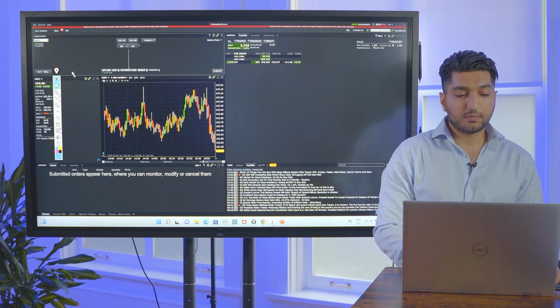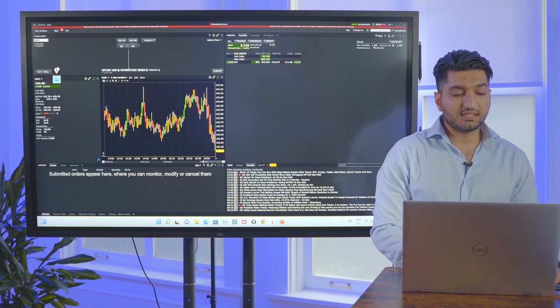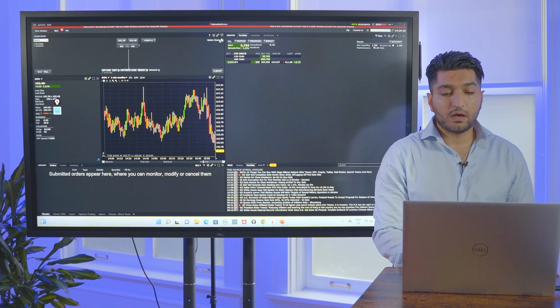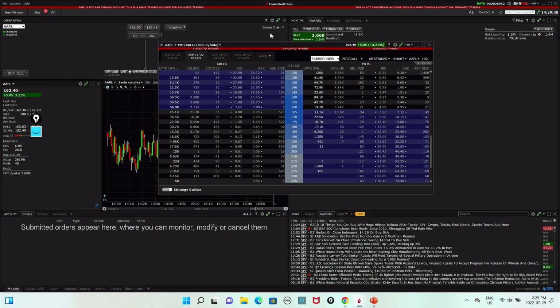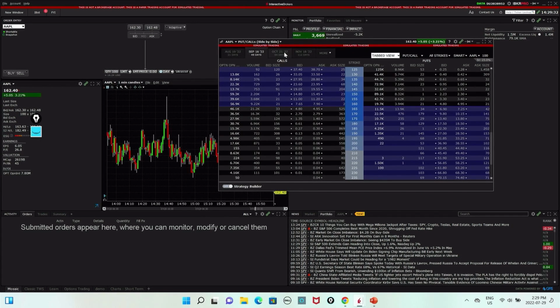So let's go ahead into the option chain and actually show you how you can set this up in a brokerage account. Again, please note that this is a simulated account, but it's for educational purposes only. So you open up your option chain right around here. You go ahead, you pick the expiry that you want.